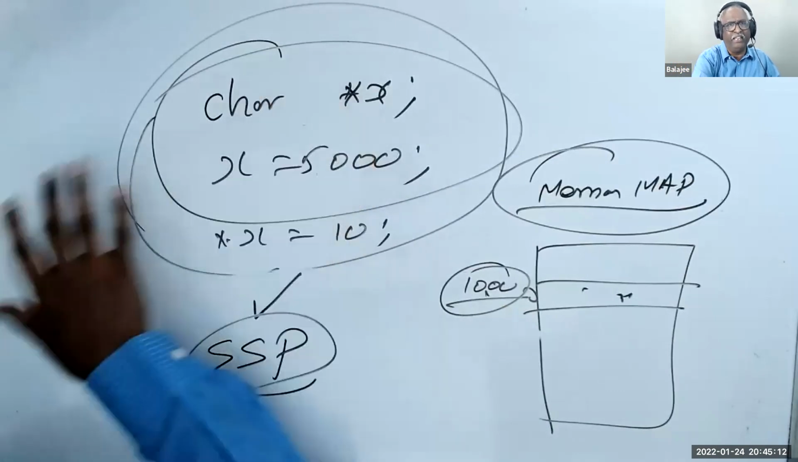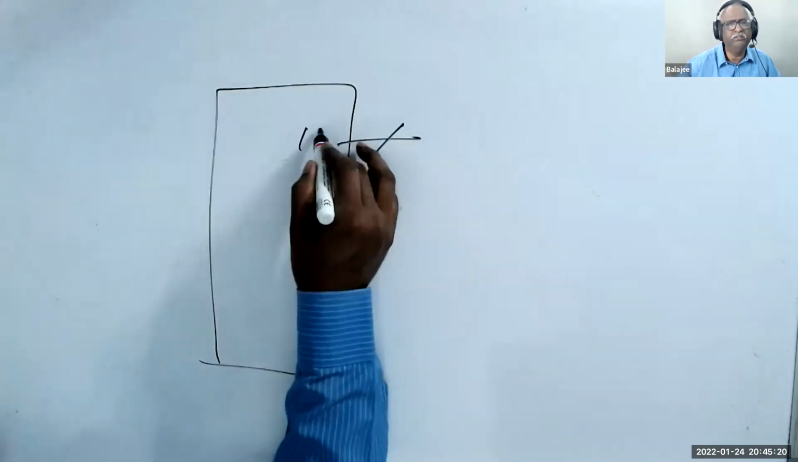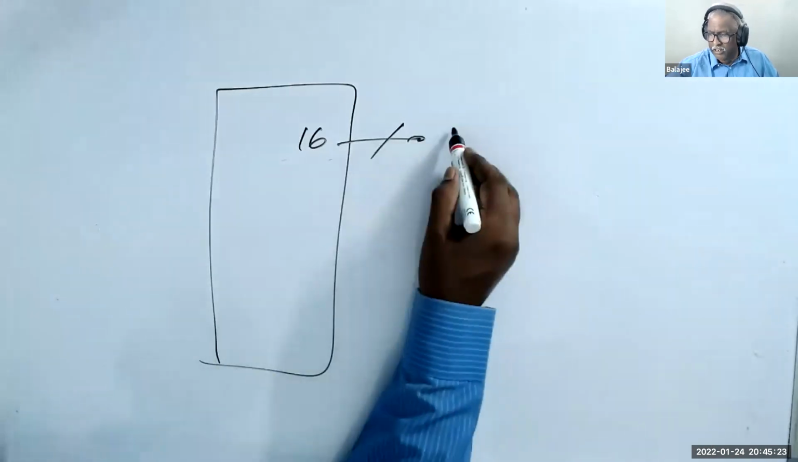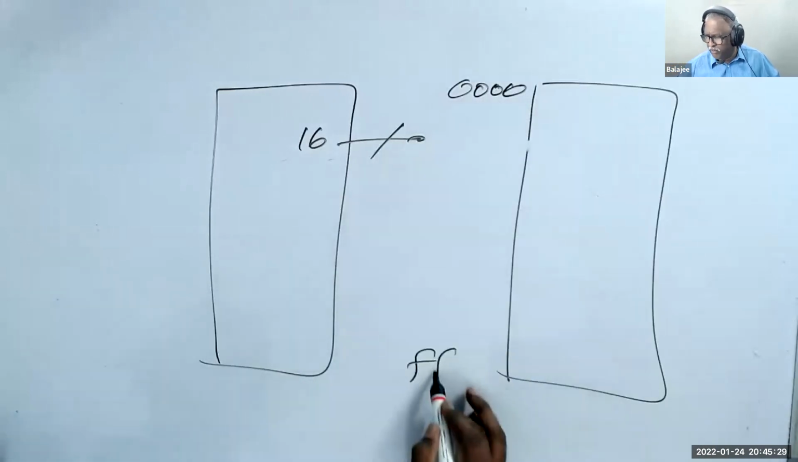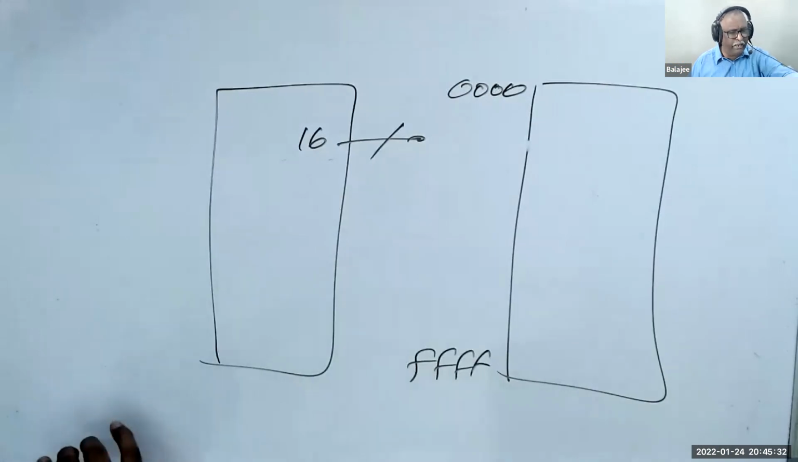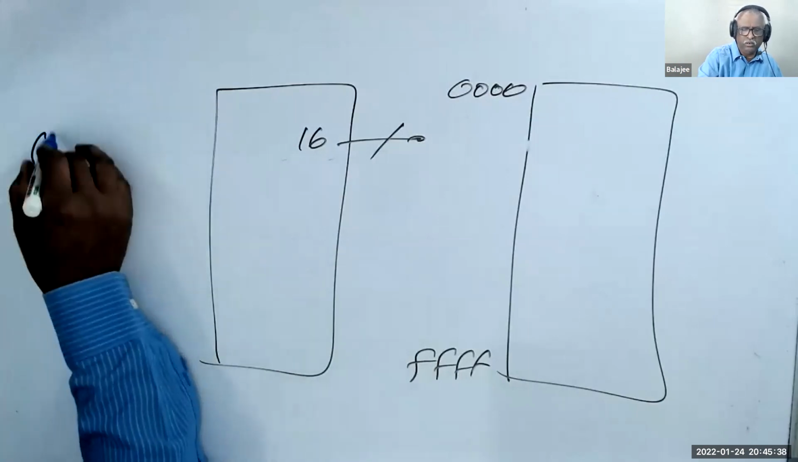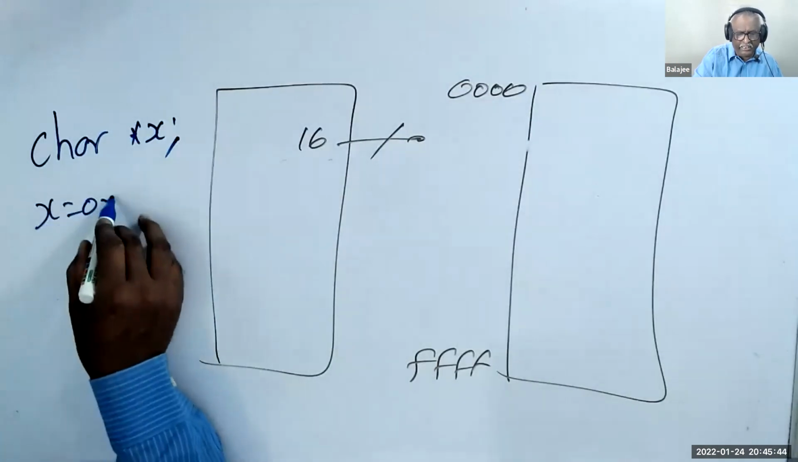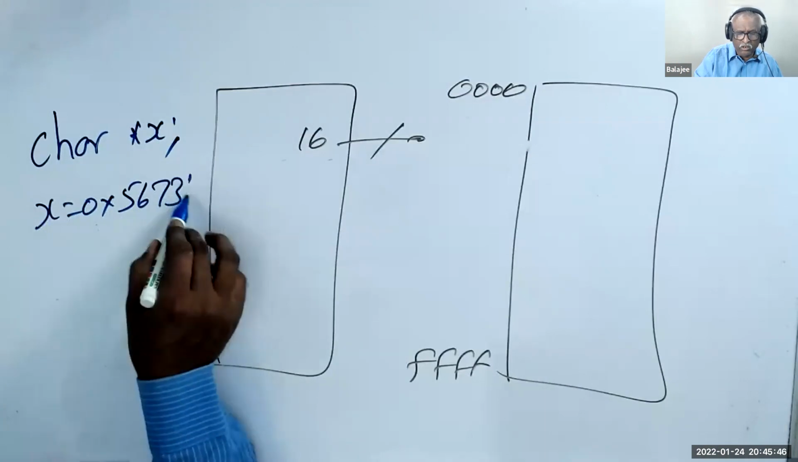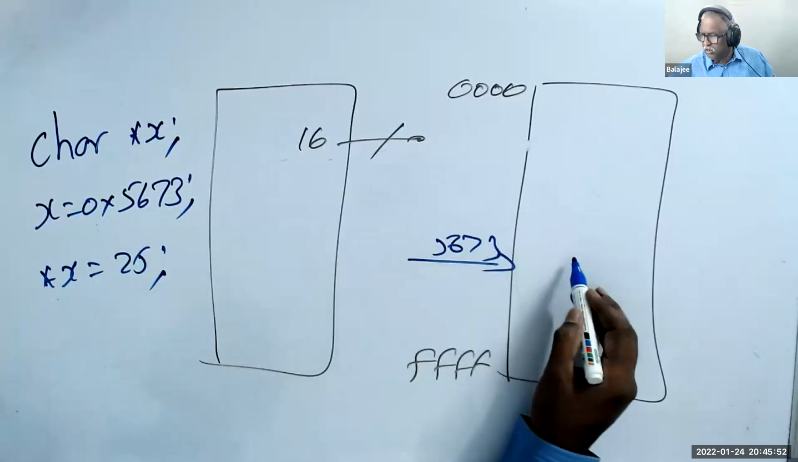So don't underestimate that. Let us assume that my microprocessor is 16-bit. That means the starting address becomes 0000. Please understand. So I can write a program now. char star X, X is equal to 0x, any address, 5673. Star X is equal to 25. So at location 5673, 25.